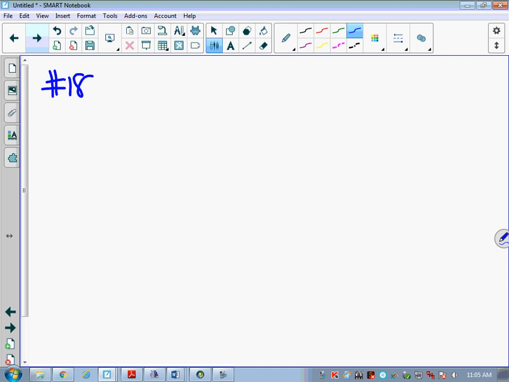Number 18. I'm going to assume nobody's going to want to do this question because it's a trig identity. Do you want me to go over it? No, I'm getting all head shakes of no. So we're going to move right on to number 19. All right, 19 gives you a graph.